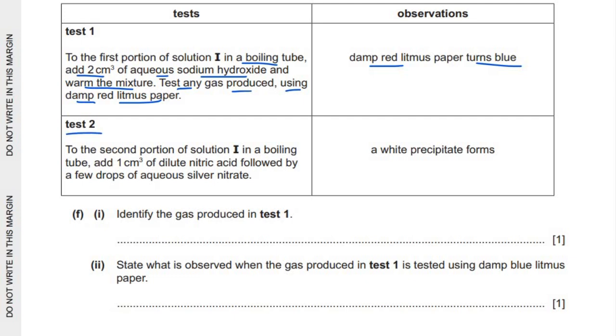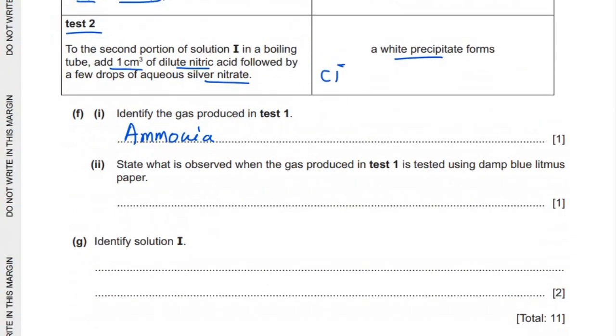Let's go ahead with test 2. In the second portion of solution I, in a boiling tube add 1 centimeter depth of dilute nitric acid followed by a few drops of silver nitrate, and white precipitate is seen. White precipitate with silver nitrate is a test for chloride. You can go down and again check on the cation anion test table. It is the Cl- test which is given by the silver nitrate. So identify the gas produced in test 1. As we have already found, it is ammonia gas produced which turns red litmus paper blue. So we have already written ammonia.